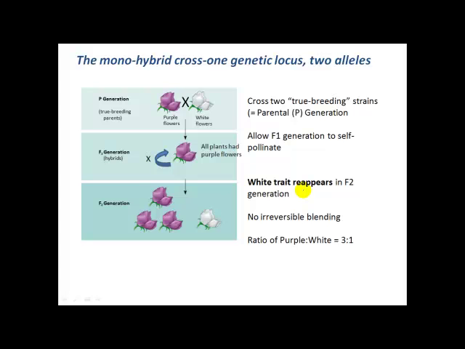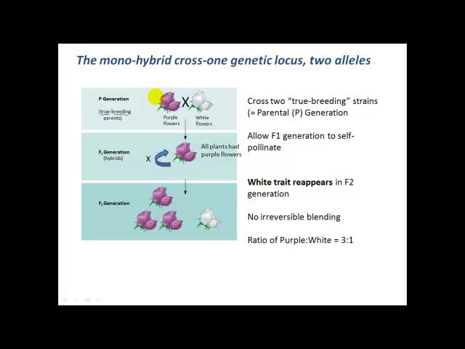So to test this question of blending, he started with what are called true breeding strains of peas. And this is a very important term, and we're going to come back and define this more closely. But what this meant from Mendel's perspective was that this was a strain of peas that bred true for the characteristic that was under investigation.